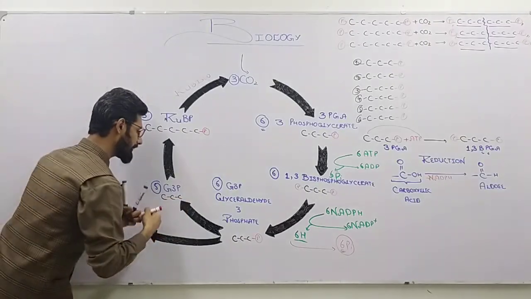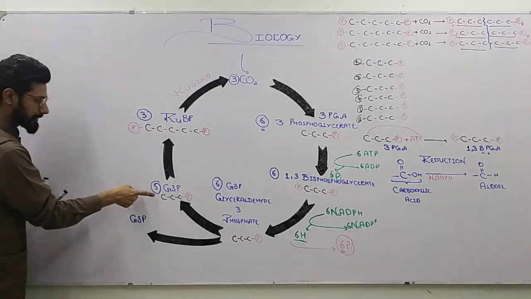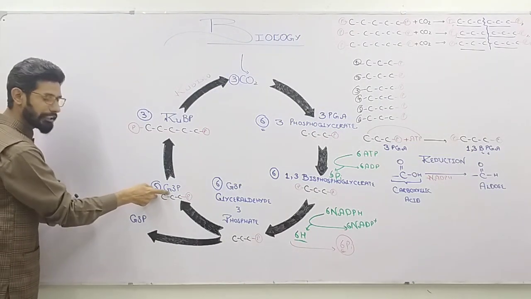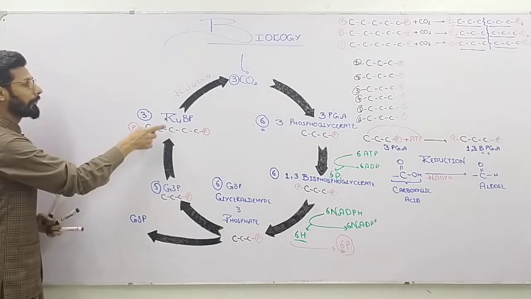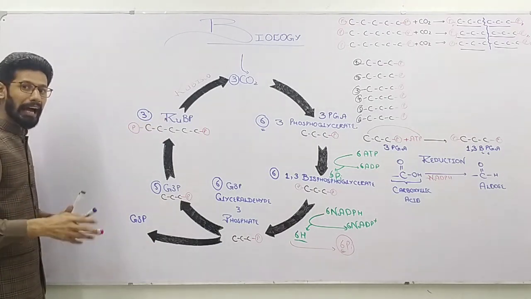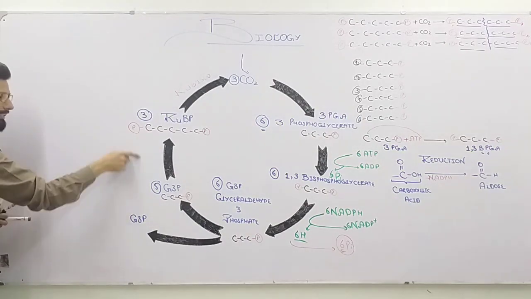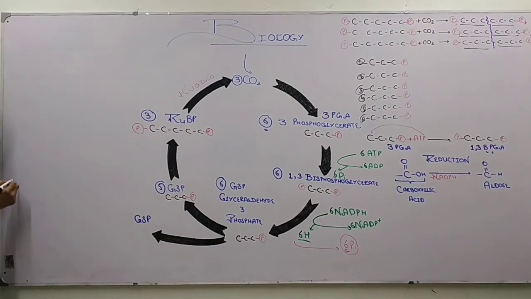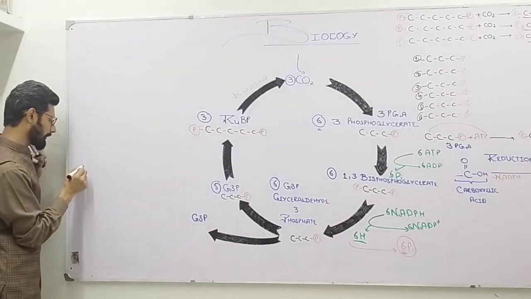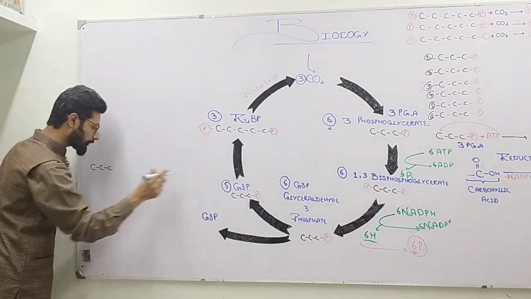So what happens next is these 5 molecules of G3P rearrange themselves to form ribulose bisphosphate. And how does this rearrangement happen? To understand this step, look at the board please. G3P is a 3-carbon compound, and there are 5 molecules of G3P.